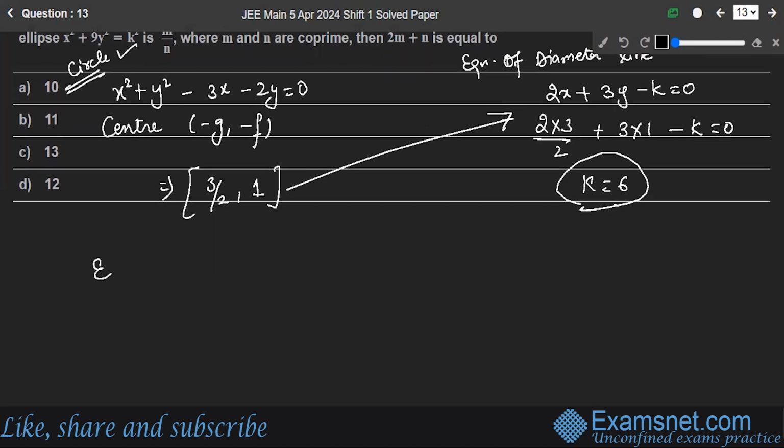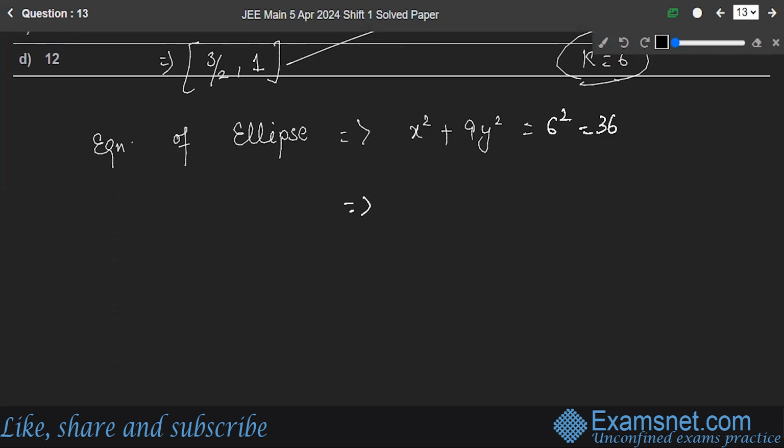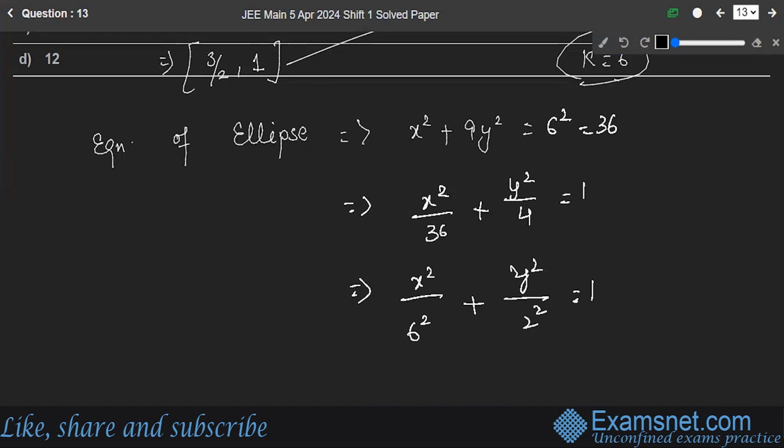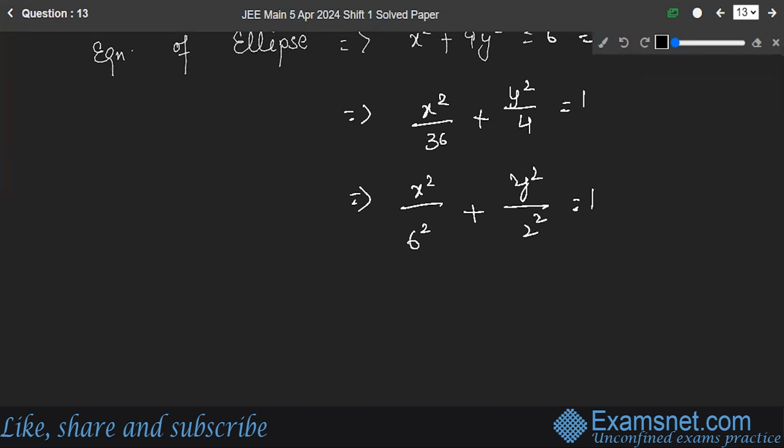Now, let's pick up the equation of the ellipse. The equation of the ellipse is x square plus 9y square is equal to k square, which is equal to 36, or this can be written as x square upon 36, y square upon 4 is equal to 1, or x square upon 6 square, y square upon 2 square is equal to 1. So that means what is your A and B over here? A is 6, B is 2.